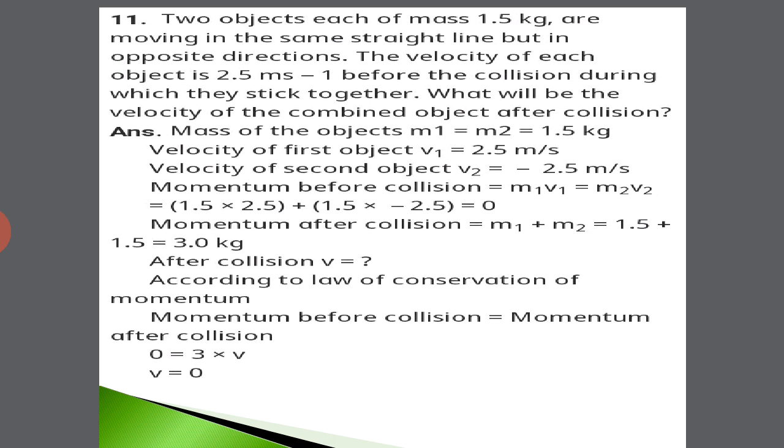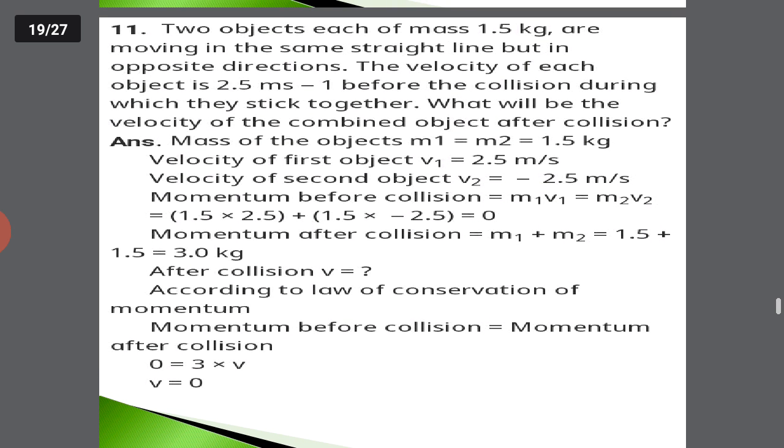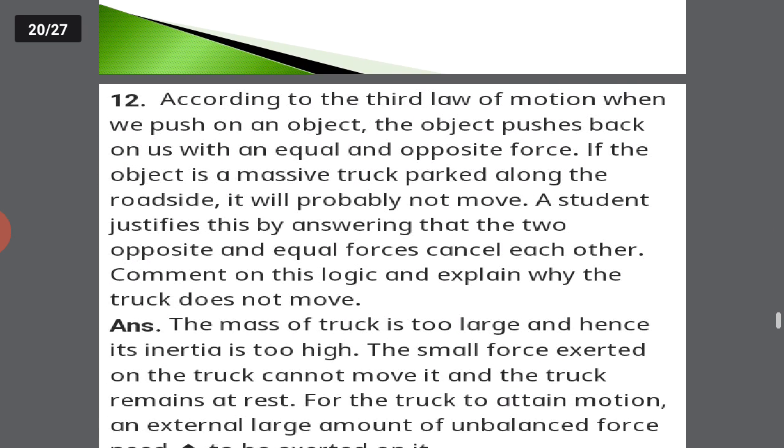So the momentum after the collision, m1 plus m2, is equal to 1.5 plus 1.5. Okay, after collision the velocity will be v. According to the law of conservation of momentum, the momentum before collision and the momentum after collision are equal. It is 0 before collision and after collision it will also be 0. Got it?